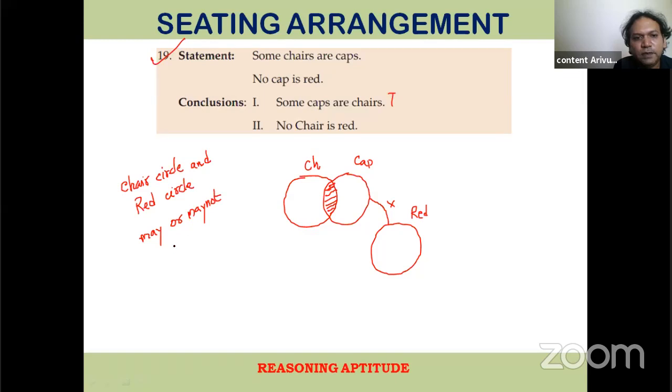So that means the second statement is uncertain. We don't know. It may happen. It may not happen. Both the cases we have to keep in mind. But we're not looking for any uncertain statements here. We're looking only for true statements. So the answer is 1. So question number 19, again the answer is 1, which is A. Conclusion number 1 is true.